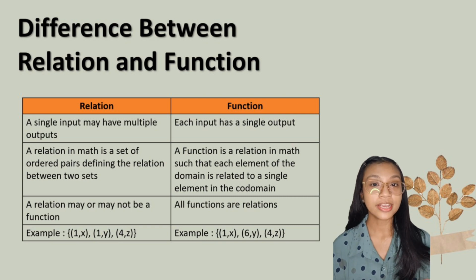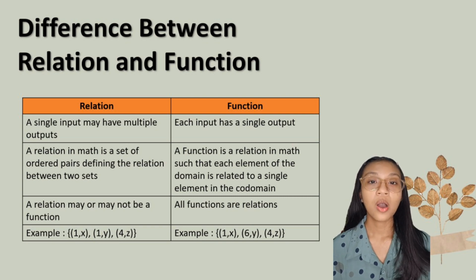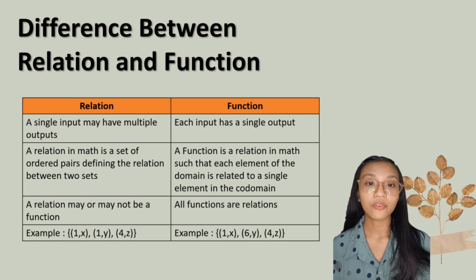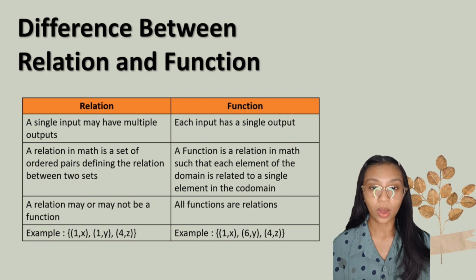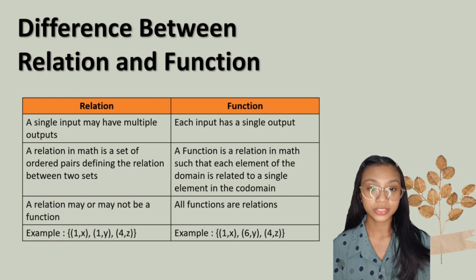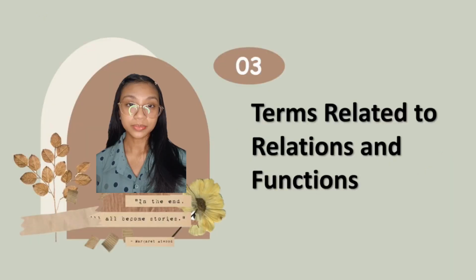Note, look at the example of the relation above: (1, x), (1, y), (4, z). This is not a function, as a single element 1 is related to multiple elements x and y. Hence, the statement "every relation is a function" is incorrect. Terms related to relation and function.